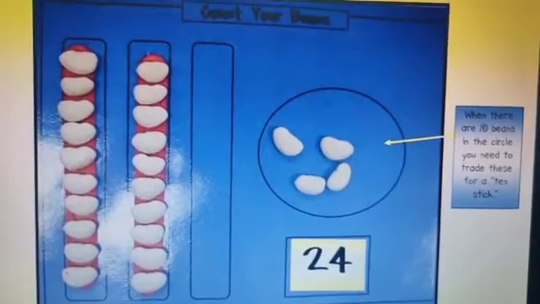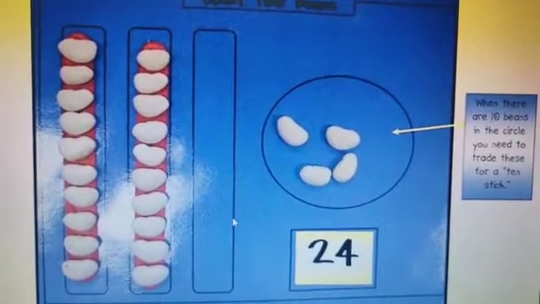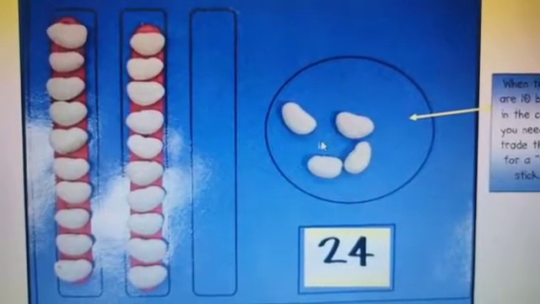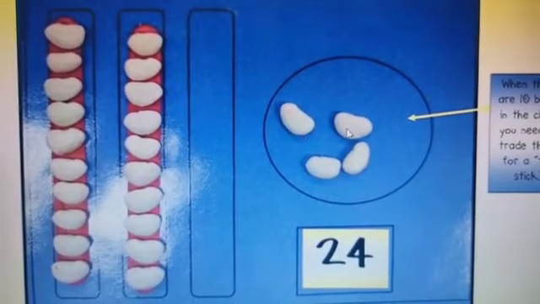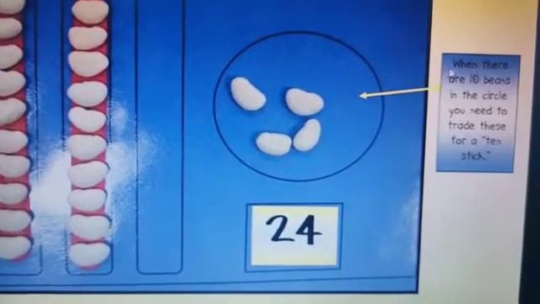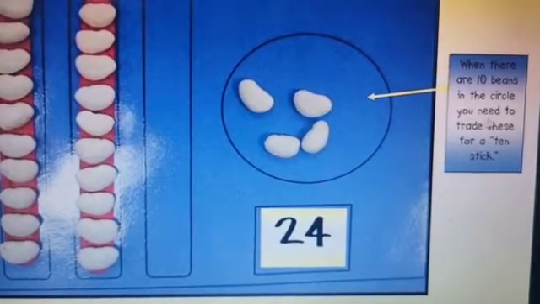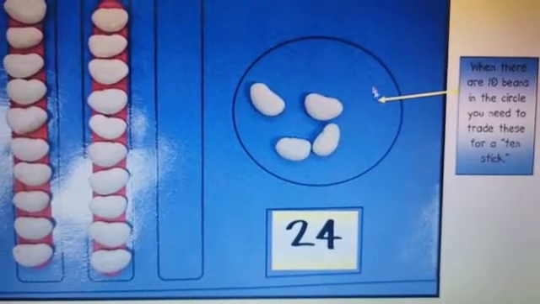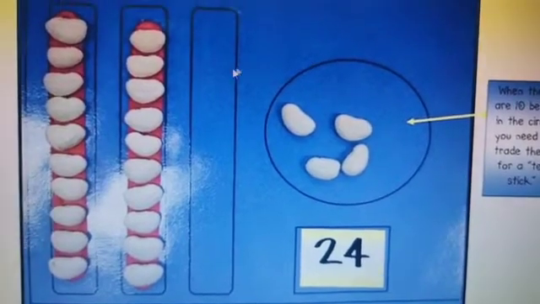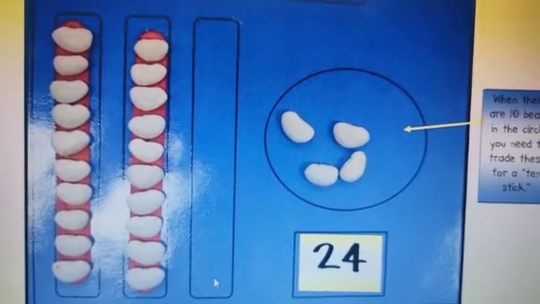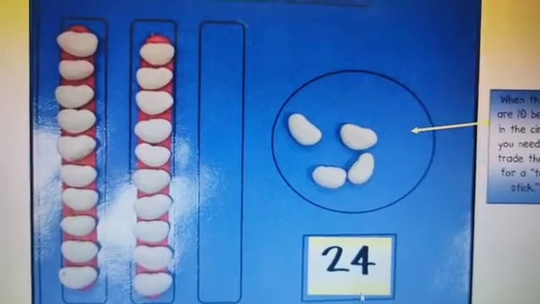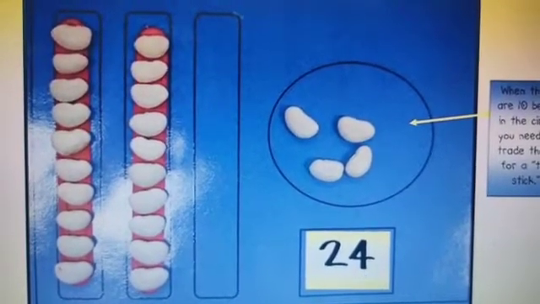Now see here, children, we have few beans kept and how we can represent these beans in the form of tens and ones. Now in this circle you can see few beans here. Let us count 1, 2, 3 and 4. 4 beans are there, right? So when there are 10 beans in the circle, you need to trade these for a 10 stick. Suppose if this circle will be filled with 10, then those 10 beans will be kept on a stick in a 10 block. Right? Here we have only 4 individual beans. So 4 ones are there. So I represented that here as 4. 4 ones are 4. Right?